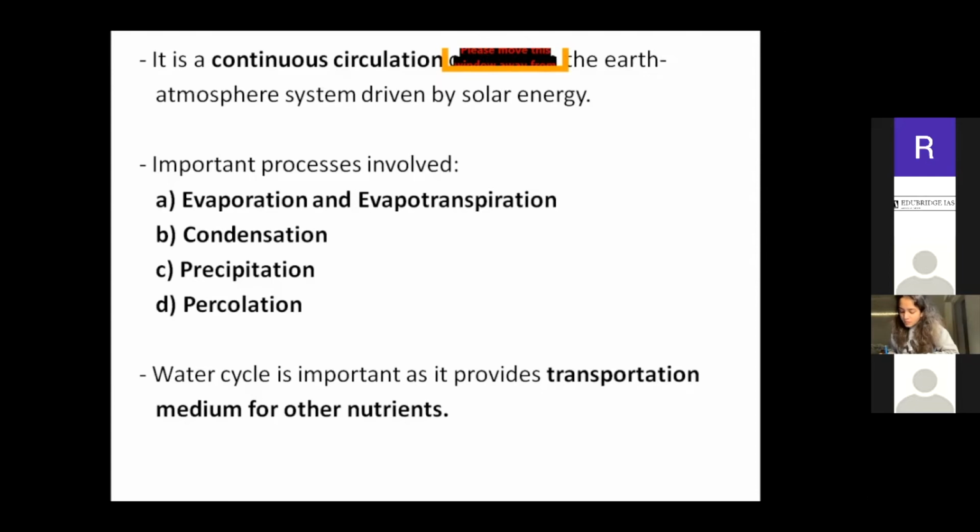So these are the four processes which are important for water cycle. And what is water cycle? Water cycle is a continuous circulation of water in the earth atmosphere system, driven by solar energy. This is important, driven by solar energy.